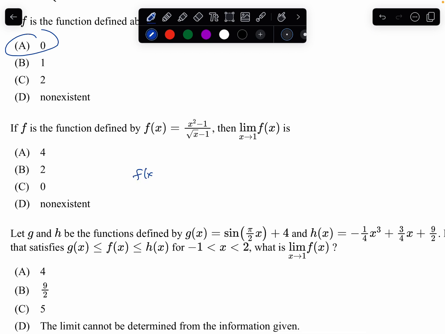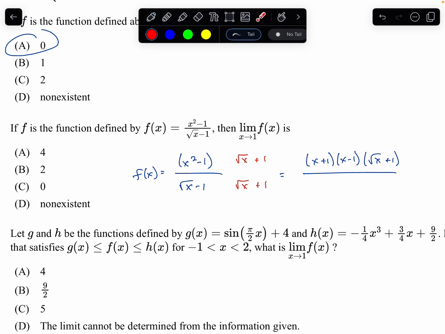So we're going to take f of x, and that's going to be equal to x squared minus 1 over square root of x minus 1. We're going to multiply top and bottom by the conjugate. Okay, so that's going to be equal to, I'm actually going to factor that. So that's going to be x plus 1, x minus 1 times the square root of x plus 1, all over. Now when I FOIL this out right here, I do want to FOIL this out because that's going to become x right there. The middle terms are going to cancel, and then that's going to become minus 1.